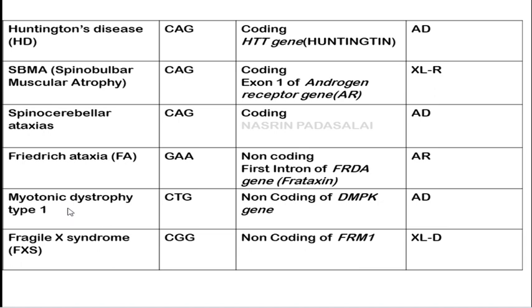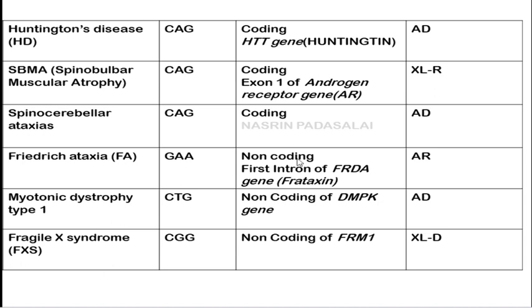Next is myotonic dystrophy type 1. The repeat sequence that is repeated many times is CTG, which is present in the non-coding region of the DMPK gene. Next is Fragile X syndrome. The repeat sequence is CGG, which is present in the non-coding region of the FMR1 gene.